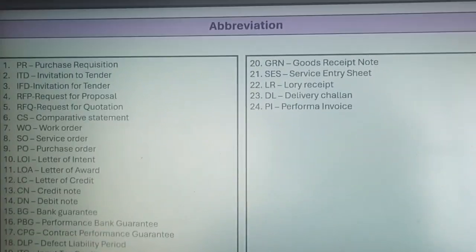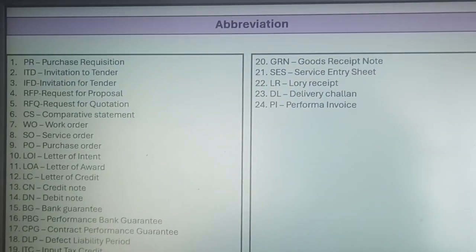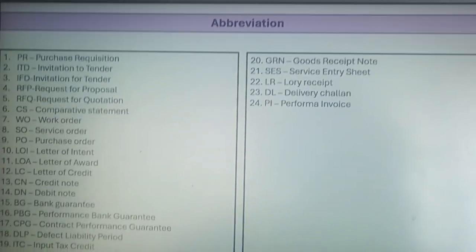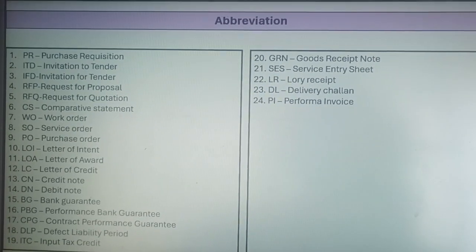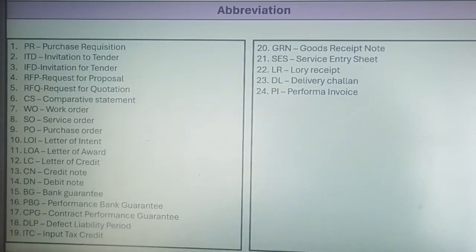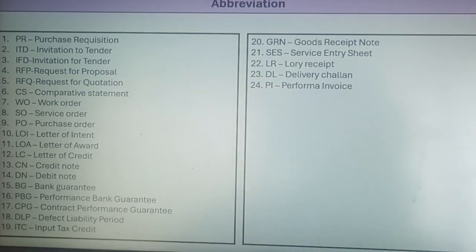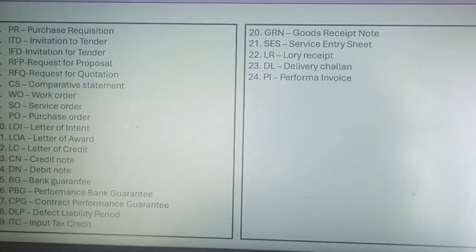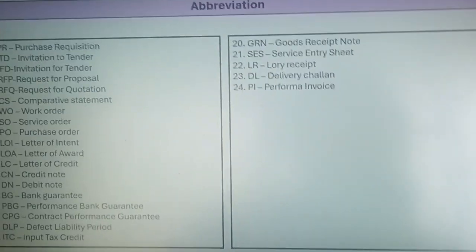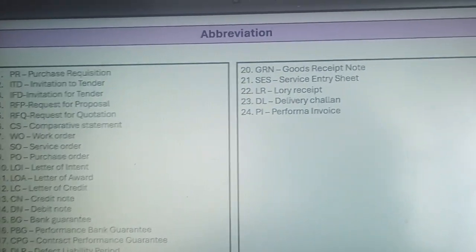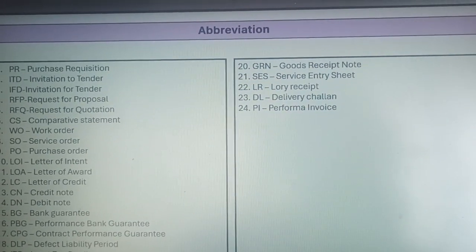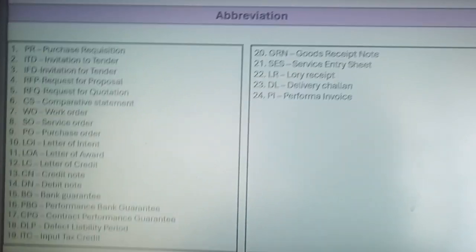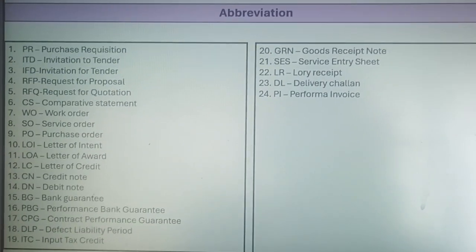PI, proforma invoice. When the organization needs an advance payment, a proforma invoice is raised. PI is also called a dummy invoice, because it is not a legal invoice. Once the seller raises the proforma invoice, the buyer first pays according to it, and then the seller provides their material or service. It is used when advance payment has been made.